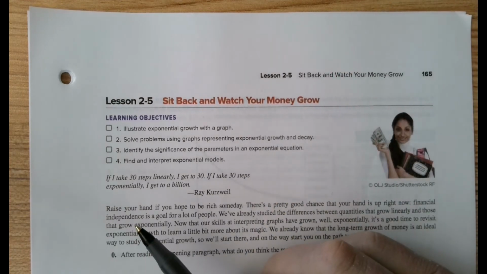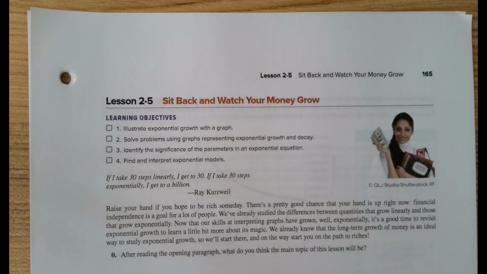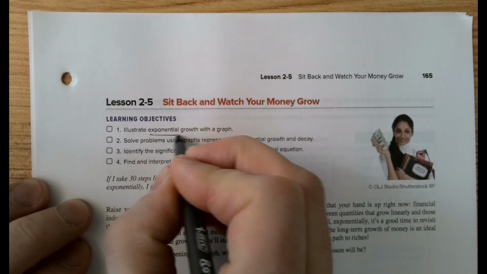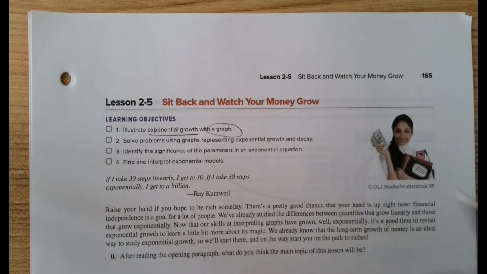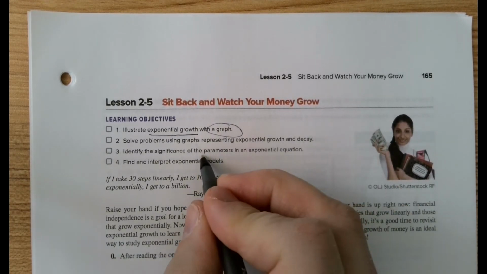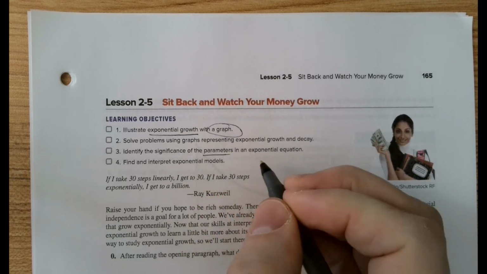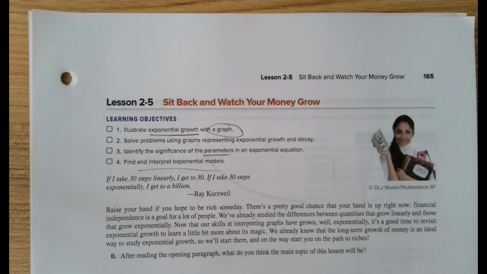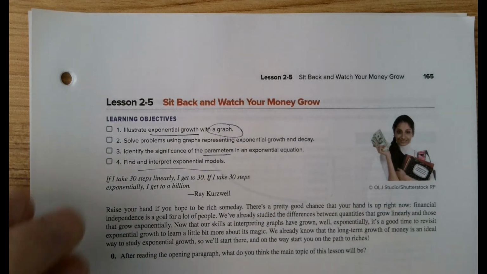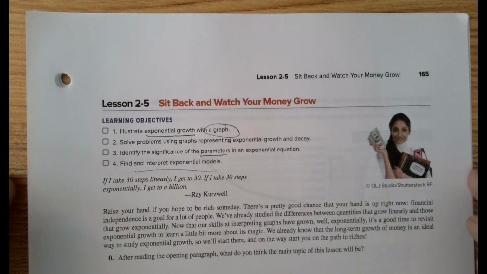Okay, so in 2.5, we are going to figure out what's up with exponential growth, and in particular, what does it look like when we graph it? And then we're going to solve problems with exponential growth, and try to figure out what some of these parameters are for the equation, and then start finding and interpreting some models. And then in 2.7, we'll kind of tie everything together. We're skipping 2.6, by the way.